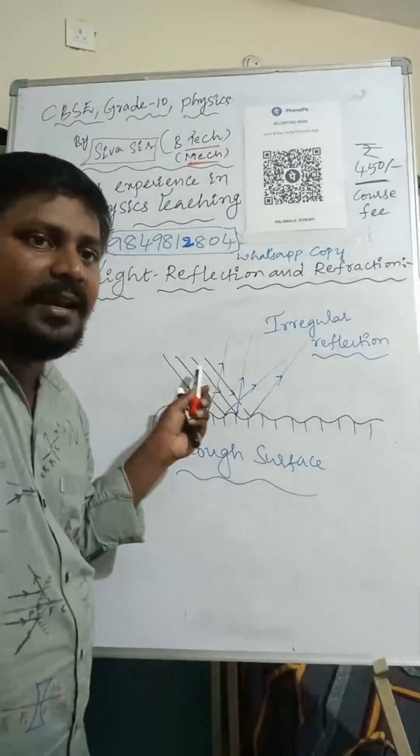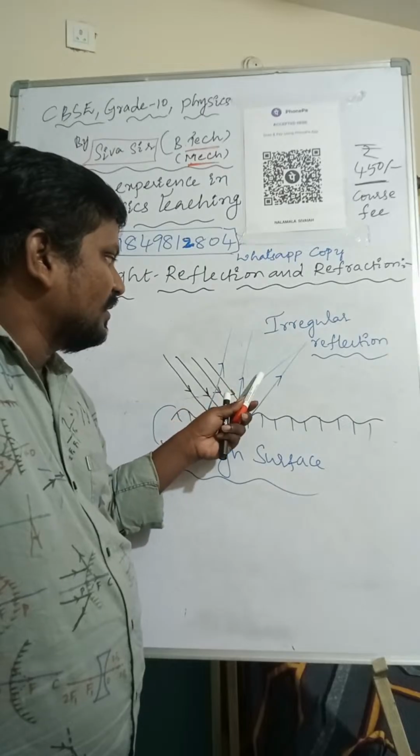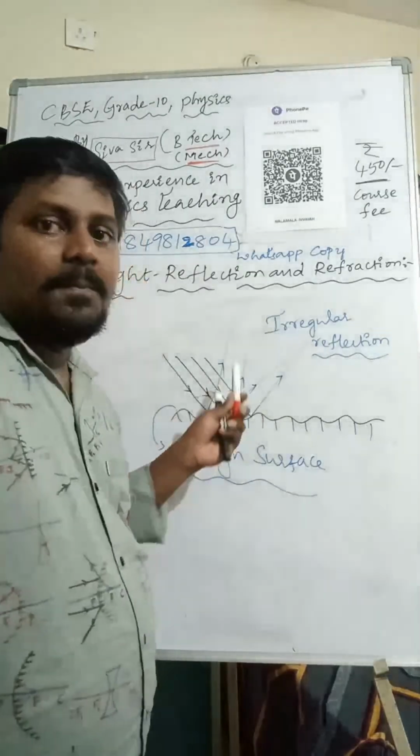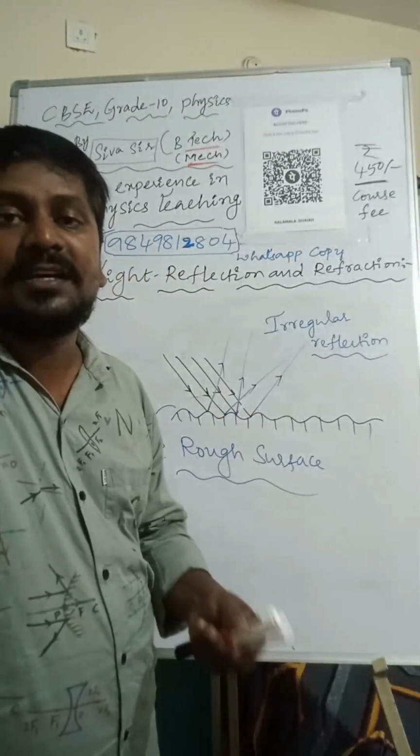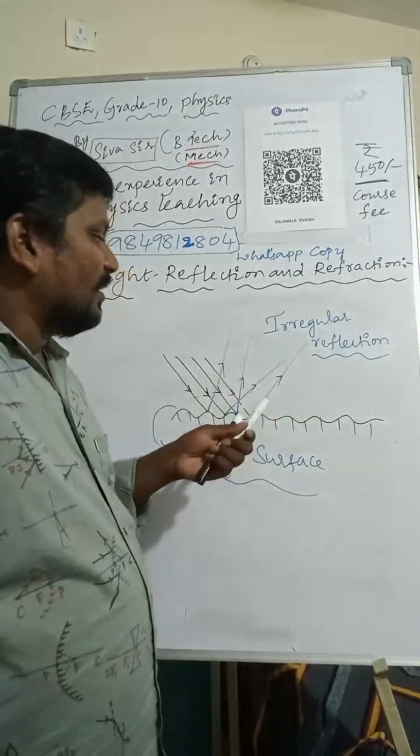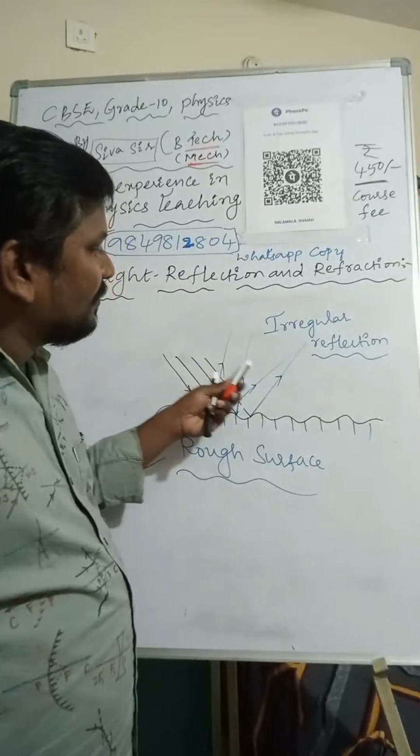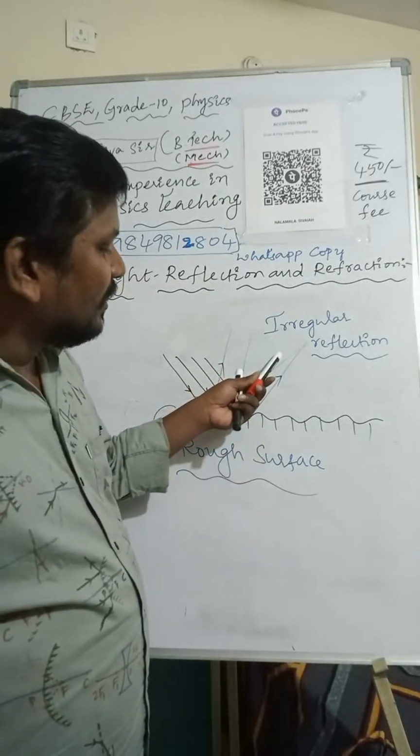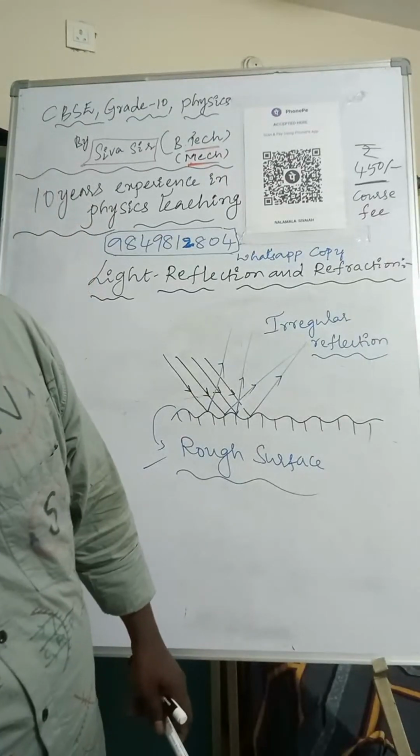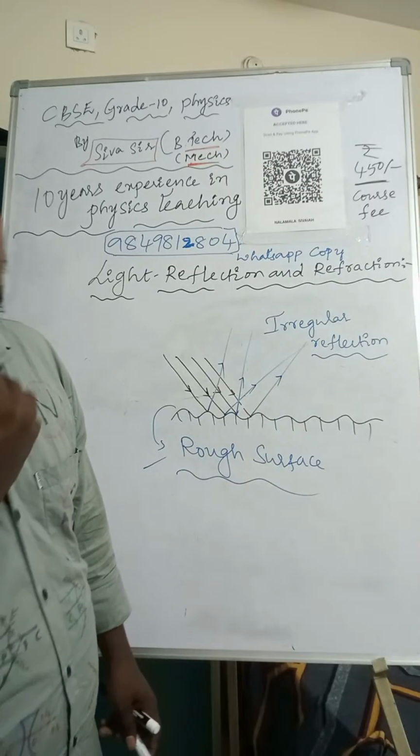The incident beam is parallel, but the reflected light rays are not parallel to each other. They go in one direction, another direction, like this. So we can conclude that in irregular reflection, the incident beam is parallel, but the reflected light rays are not parallel to each other. Irregular reflection takes place on a rough surface.